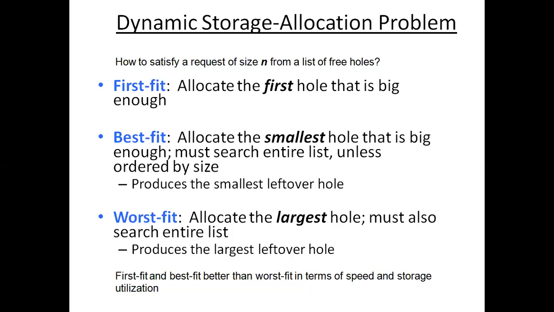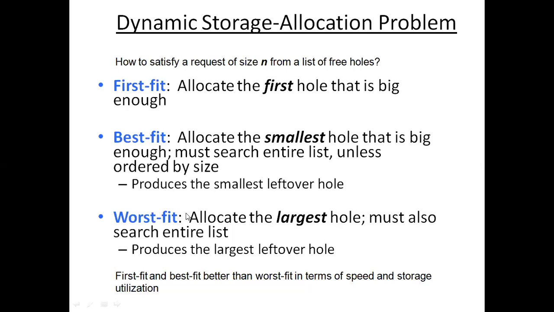So that time I call it a best fit when I take that 25 kilo hole. So allocating the smallest hole that is big enough. Compared to the 30 kilo hole, it's better to put that 20 kilo process into the 25 kilo hole. That I call a best fit.